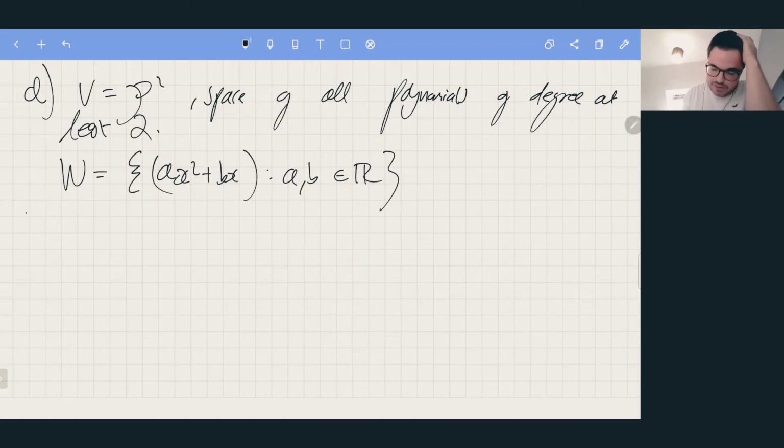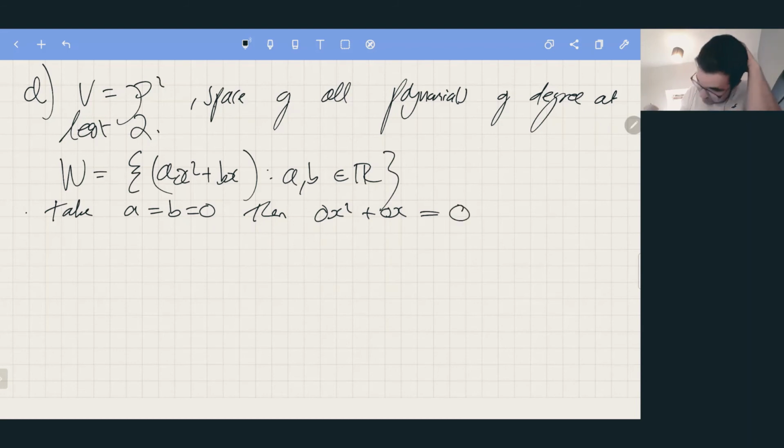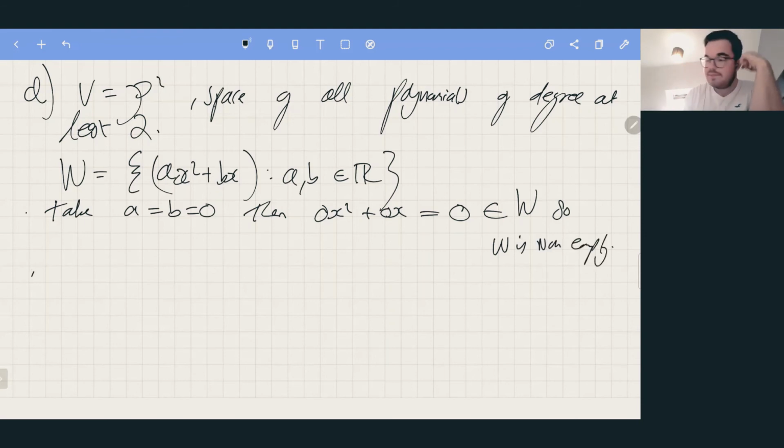So let's check if it's not empty. If we take a equals b equals 0, then 0x squared plus 0x equals 0. So it's the 0 vector for this space. And it's of that form ax squared plus bx, because we've set a and b to equal 0. So the 0 polynomial is in W. So W is non-empty. So number 1, tick. Next one, let's consider addition closure.